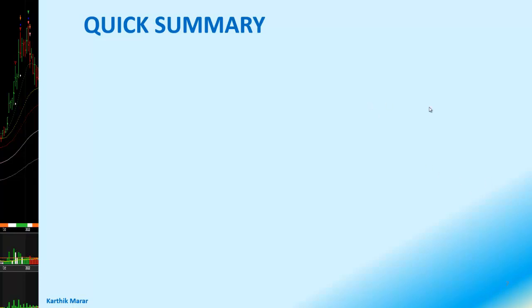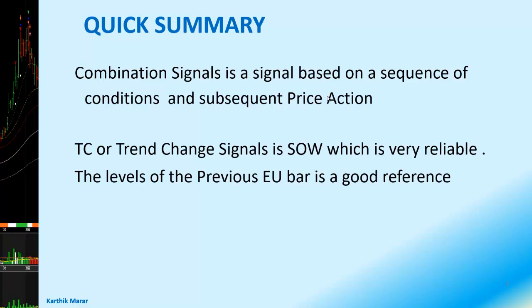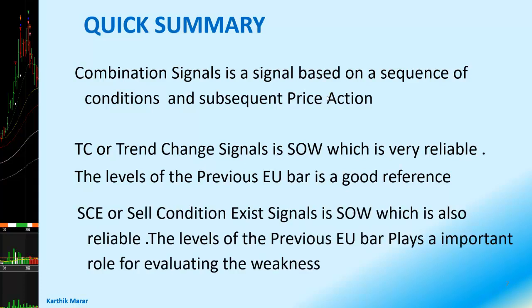But before we close, let's quickly summarize what we learned in this session. We saw the combination signal. A combination signal is a signal based on a sequence of conditions and subsequent price action. We looked at two combination signals. The first one is called the trend change, or TC bar. It is a signal of weakness and it is quite reliable. The level of the previous U bar is a good reference line for us.